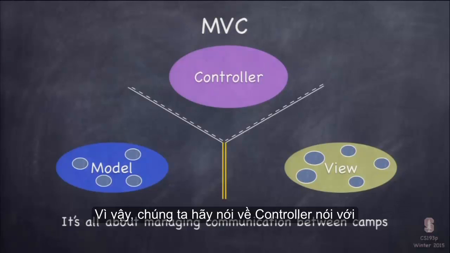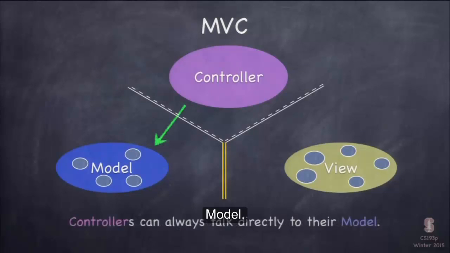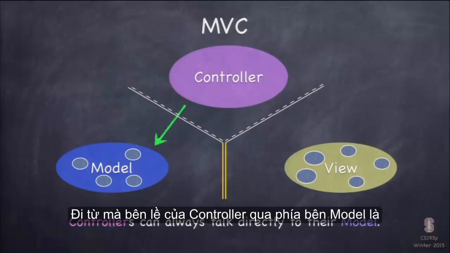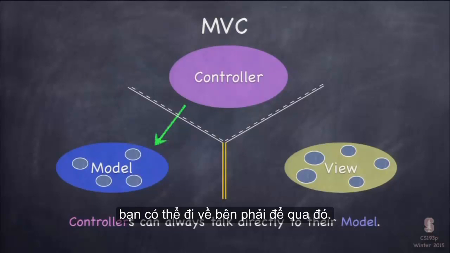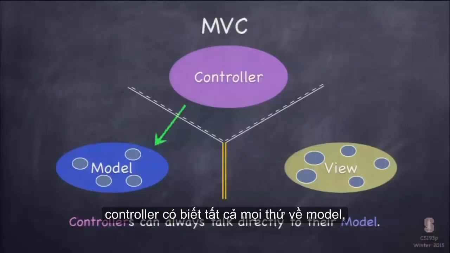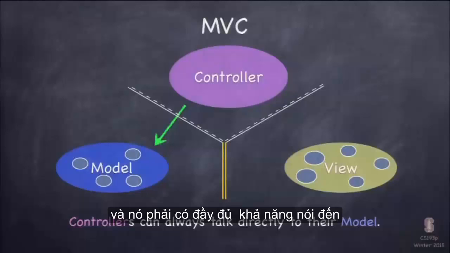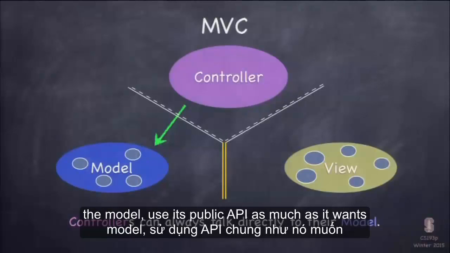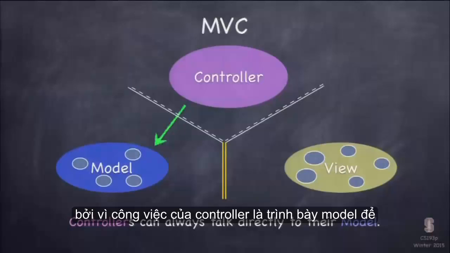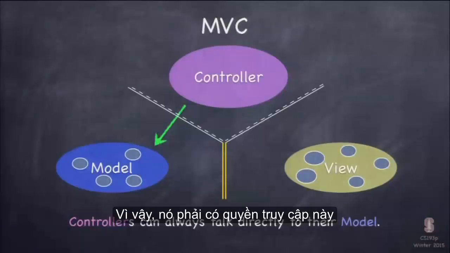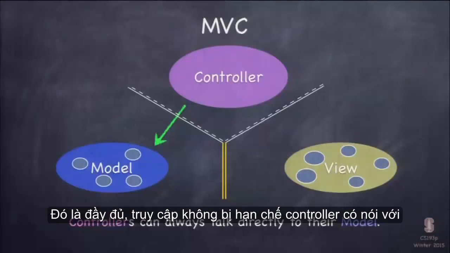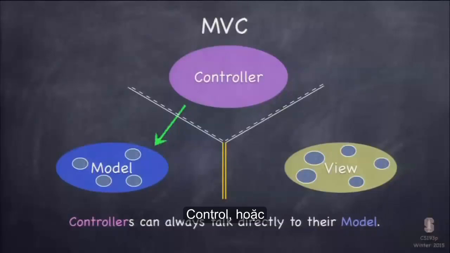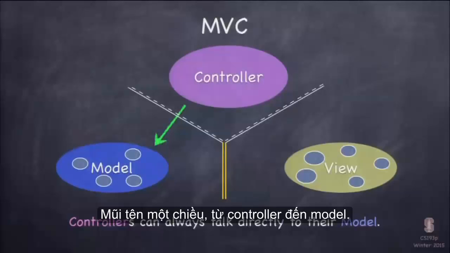So let's talk about the controller talking to the model. Going from that side of the road over to the model side is a dashed white line. In other words, you can head right across there. Probably want to look before you go, but you can go right across. The controller has to know everything about the model, and it has to have complete ability to talk to the model, use its public API as much as it wants, because the controller's job is to present the model to the user using its view as its minions. So it has to have this access. That's full unrestricted access the controller has talking to the model. This is a one-way arrow from the controller to the model.